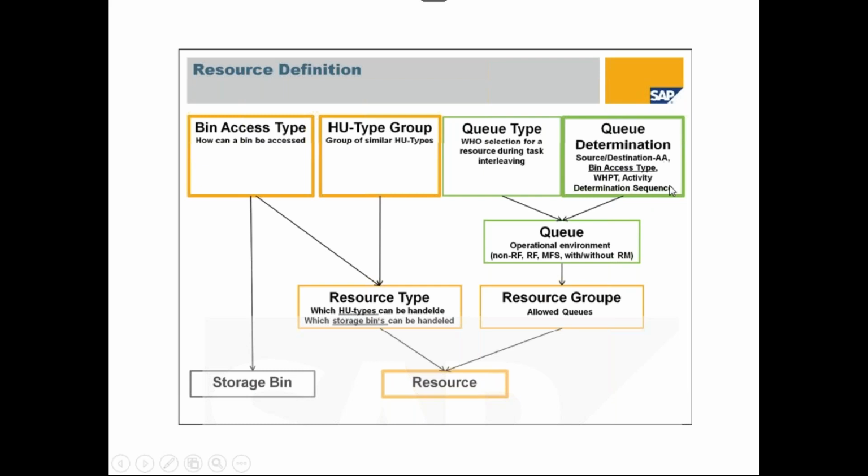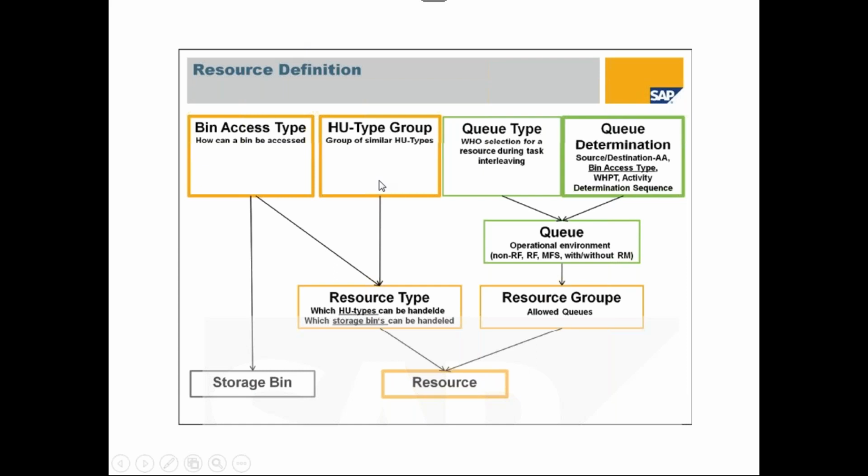bin access type, warehouse process type, activity. Once the queue is determined, we assign it to a resource group. Just now we created RG01. What is inside this resource group? One resource we can see. But this resource falls under one of the resource types. At resource type level, on one side we restrict by HU type group, on another side we restrict by bin access.